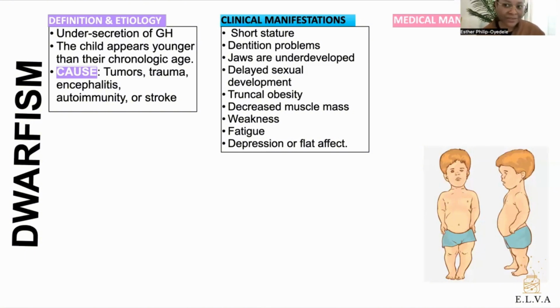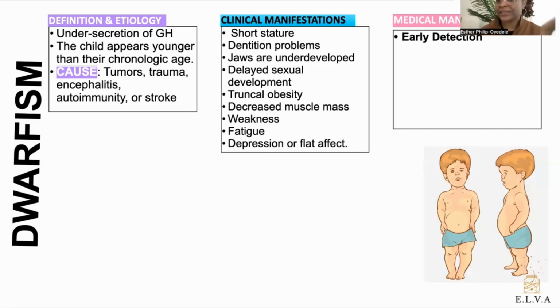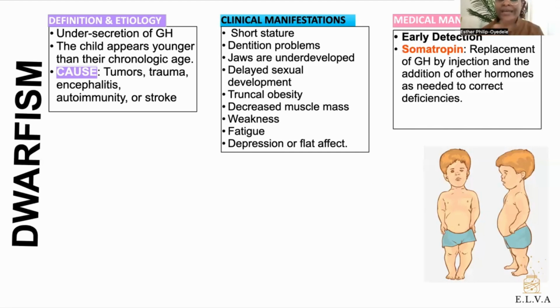Now, for medical management, this is the opposite of acromegaly and gigantism that we talked about. With acromegaly and gigantism, there was too much GH production. So what we do is remove it. But with dwarfism, there is too little. When we don't have enough of something, the solution for that is to give more of it. So again, detecting this early is huge. And then since the problem is that you don't have enough GH, we're going to give you GH. All right. So somatropin injections can be given to this patient.